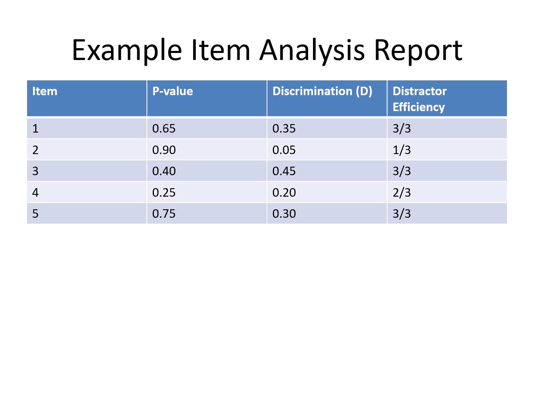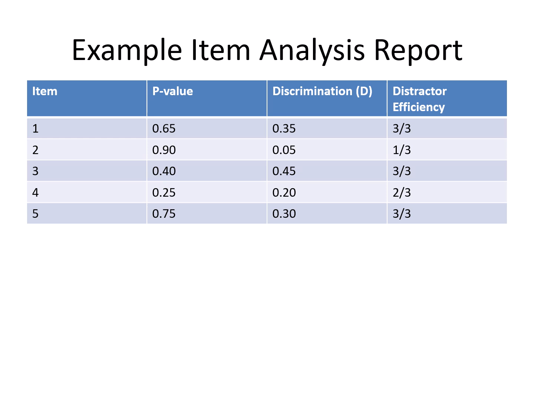So if you just look at item number 4, it has a p-value of 0.25 and a discrimination index of 0.2 and a distractor efficiency of 2 by 3. So 0.25 means only 25% of the students were able to answer this correctly. So it is a fairly difficult item. Although it is a difficult item, it has good or acceptable discrimination. So this can either be retained or removed if the faculty agrees to it.